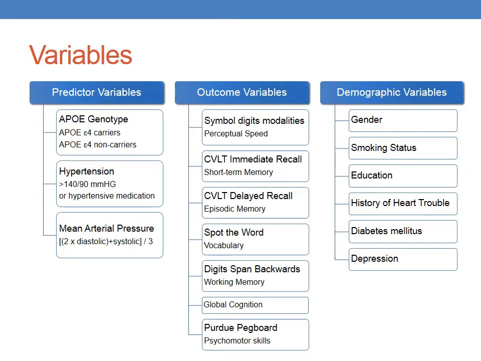My outcome variables then will be the neurocognitive tests associated with the PATH data. So this is looking at perceptual speed, short-term memory, episodic memory, working memory, and vocabulary. And then also a global cognition score based off the average of all these. In addition, I have a measure of some motor skills, which is the Purdue pegboard. My covariates then will be the demographic variables I have in the study, so gender, smoking, education, heart trouble, diabetes, and depression.